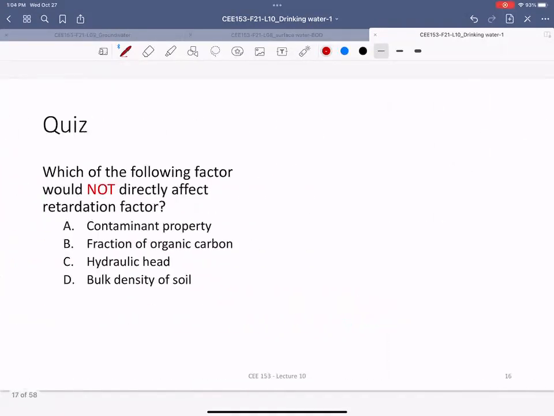Okay, next question. Which of the following factors would not directly affect the retardation factor? Retardation factor, if you remember the equation, I'm going to write it. Bulk density times Kd divided by porosity, and Kd is the fraction of organic carbon times the affinity of organic carbon towards the pollutants.